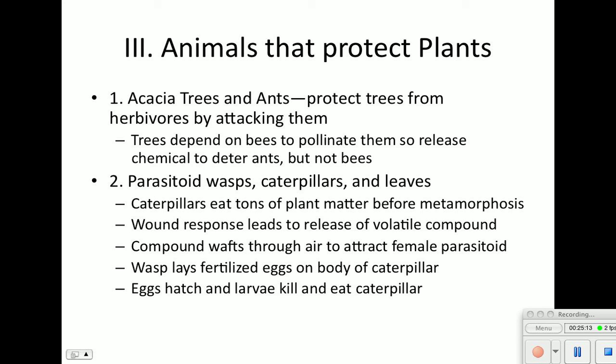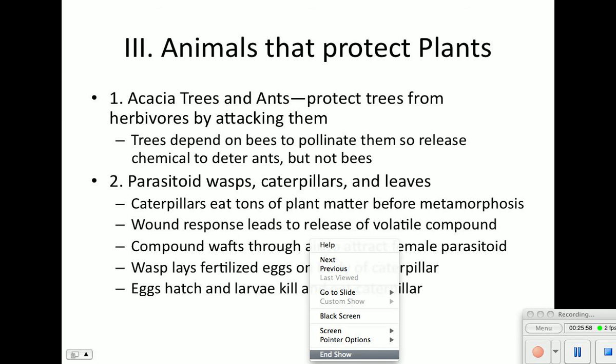We have parasitoid wasp, caterpillars, and leaves. This is a complex relationship. We have caterpillars that eat tons of plant matter before metamorphosis. I mean, they have to gain mass, and so they can hibernate and go into a little cocoon. And so this wound on the plant releases volatile compounds that wasps really like. These compounds travel through the air and attract a female parasitoid wasp. The wasp comes to that injured plant, sees the caterpillar. It's like, hey, that's a good place to have my fertilized eggs, attached to the body of the caterpillar. And then the eggs hatch and they kill the larvae, and then they eat the caterpillar as their first meal.